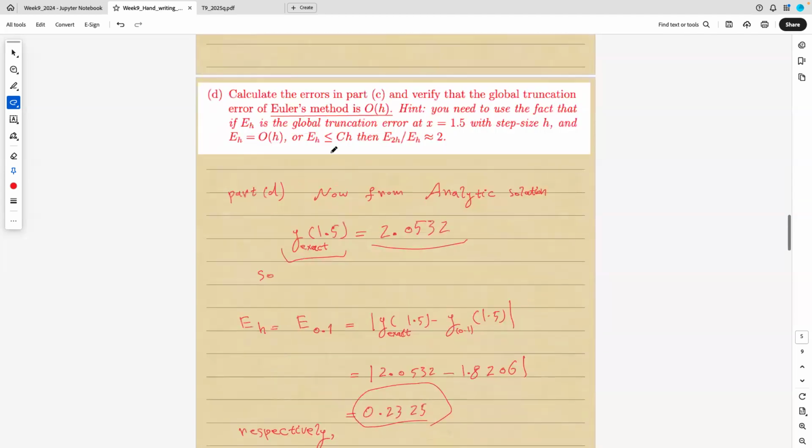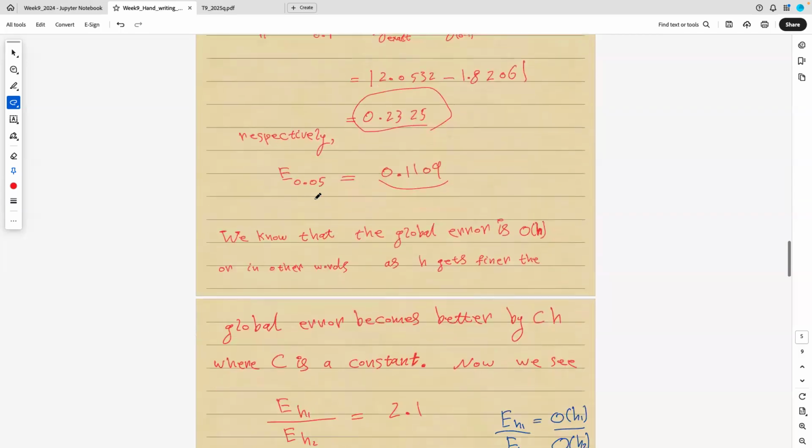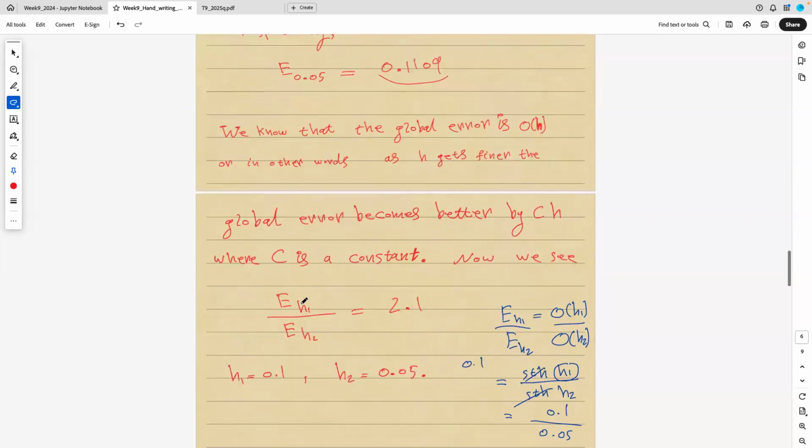Okay, so there is something written here, so I will apply these things here. We know that the global error is big O notation of h. In other words, as h gets finer, the global truncation error will be better by this much. Big O notation of h, or C times h, where C is just a constant.